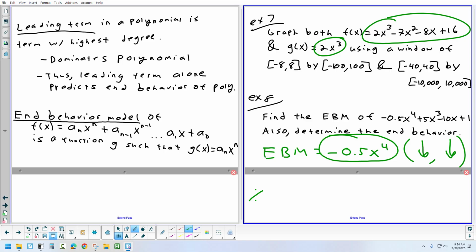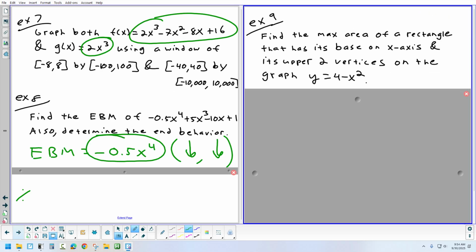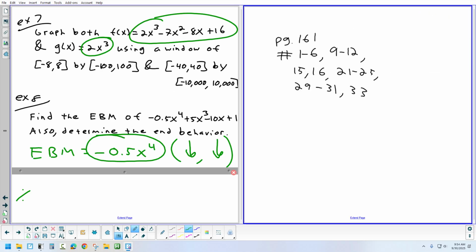And that's 3.2. And we're not going to do that one. So there's questions for tonight. It's all on page 161. And we'll take a look at that first thing tomorrow.